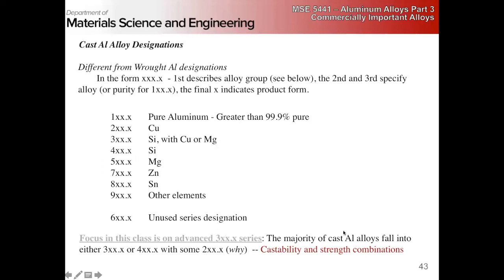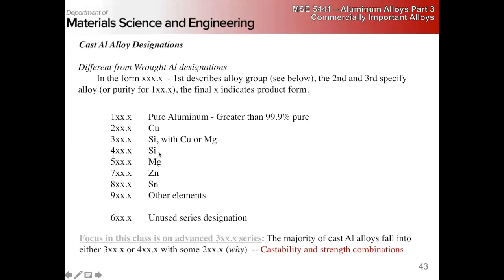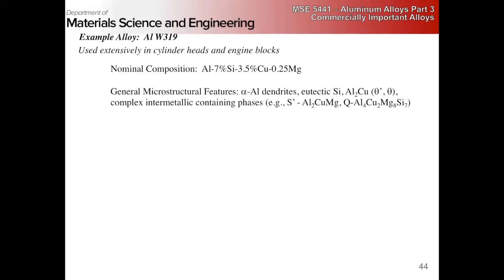And it's because for castability and strength, this is where the development is. Right? Silicon makes things very castable, but without the other alloying elements, you don't have the strength that you need for high-tech applications. So 319 is an alloy that's commonly used in cylinder heads and engine blocks. Right, it has a nominal composition of 7% silicon, 3.5% copper, and 0.25% magnesium.